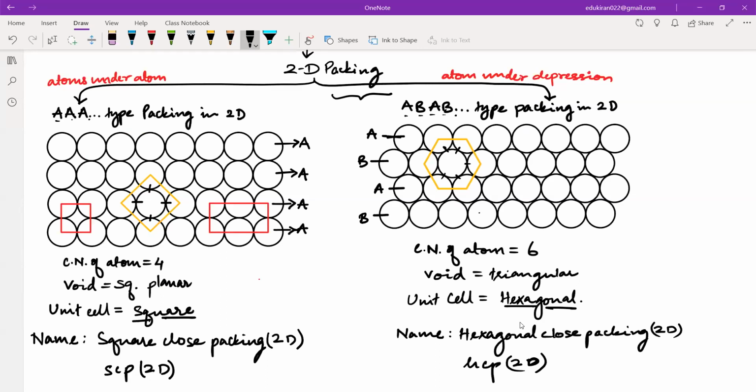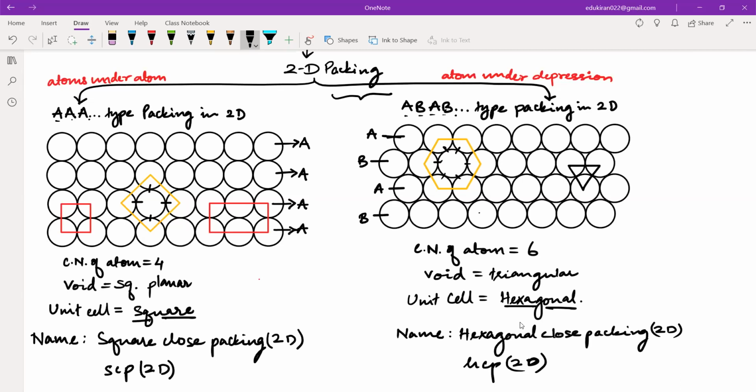For example, the coordination number in AA type will be 4 because each atom is touching 4 atoms. ABAB type will be 6 because each atom is touching 6 atoms. And the void here is square planar, as you can see. The void is made by 4 atoms and the midpoints of those atoms make a square. And here we are getting a triangular void.